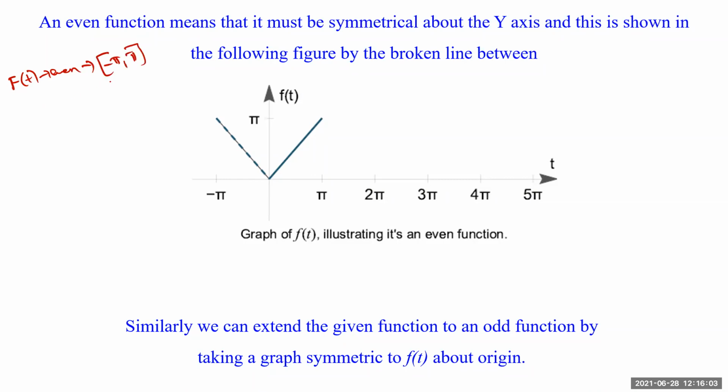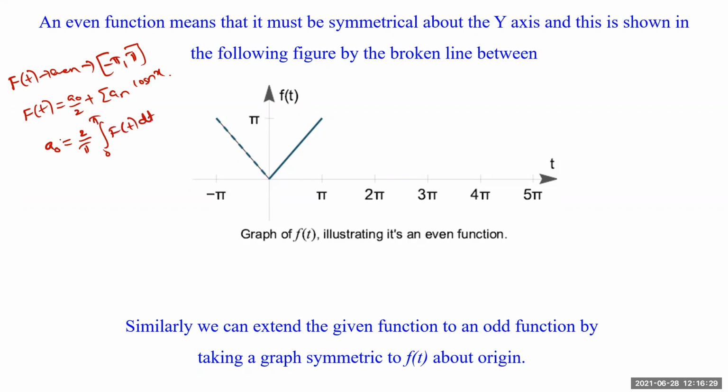Right? When it is defined in the interval minus pi comma pi, and when it is even, we know we can find the Fourier series only with cosine terms. So we'll get it like this: a naught by 2 plus summation a n into cos nx. We know the formulas for a naught and a n. You can write a naught as 2 by pi into integration from 0 to pi capital F of t into dt.